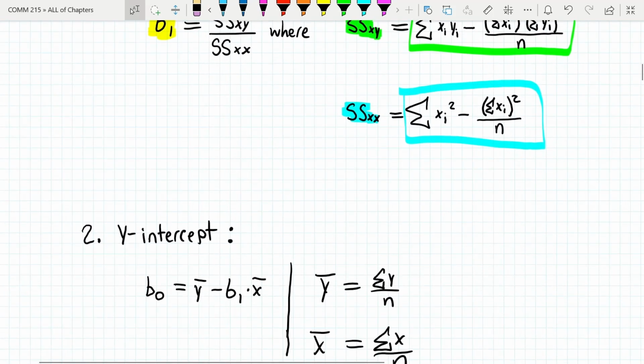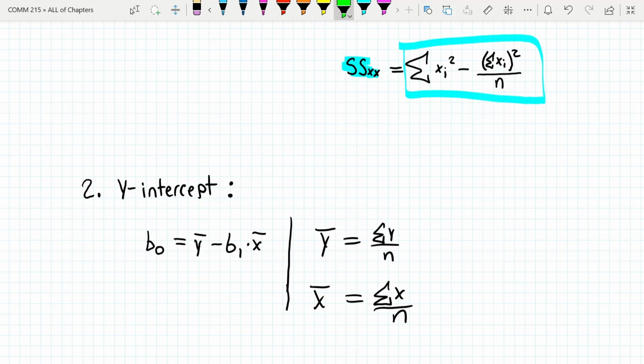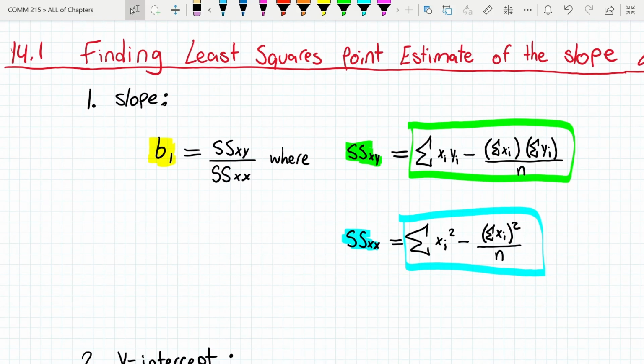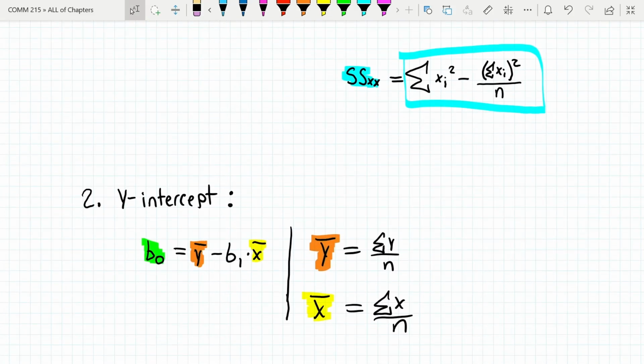So once you find your slope, you can find your y-intercept with the formula B0 is equal to y bar minus B1 times x bar. To find y bar and x bar, it's here on the right. I'll highlight y bar in orange: it's the sum of y divided by n, which is the sample size. And for x bar, which I'll put in yellow, it's the sum of x divided by n. And for B1, we found the slope in the first step, which is what I just explained before. And that'll give you your y-intercept.